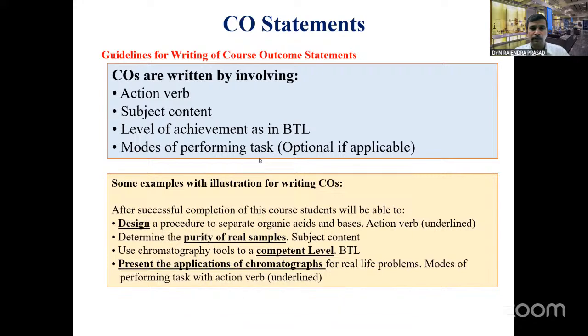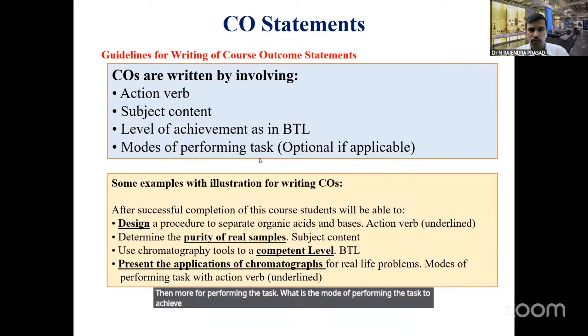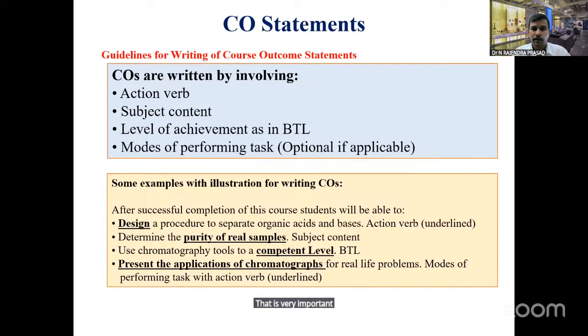Then modes for performing the task. What is the mode of performing the task to achieve that CO? That is very important. You look at the following one. This is an exemplar, an instance, to write the CO. The first line is a common statement you can put.